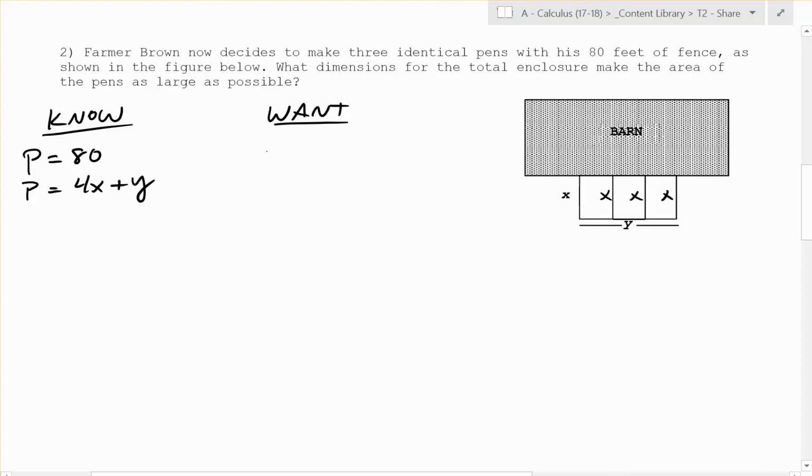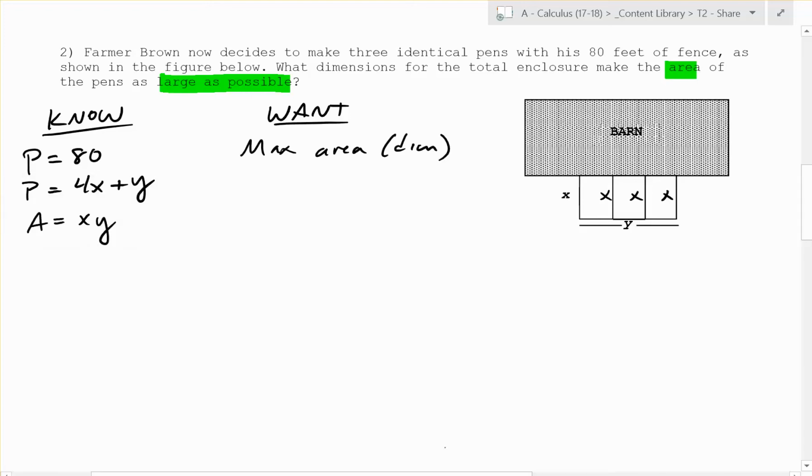What dimensions for the total enclosure make the area of the pens as large as possible? So again, we're maximizing area, as large as possible. Area is still x times y. We're assuming that the width of the fence does not come into play, so this is still the area of the pens put together. So the area is still x times y, and we want the max area and the dimensions for that.